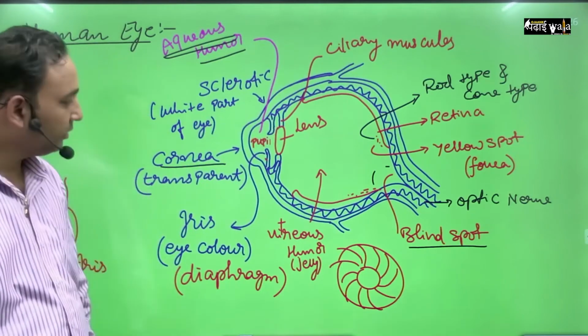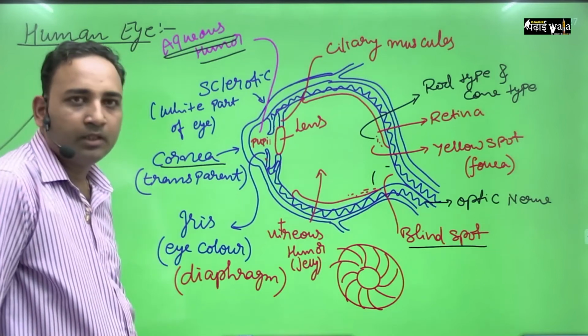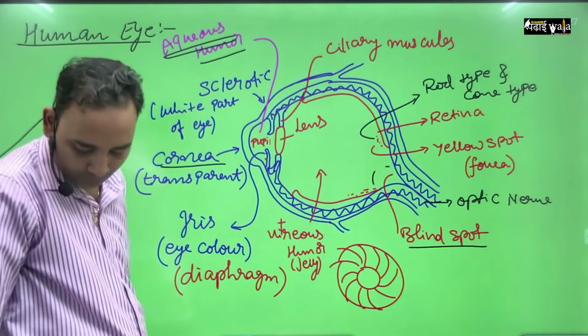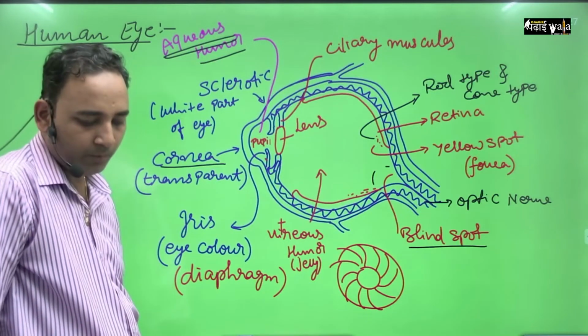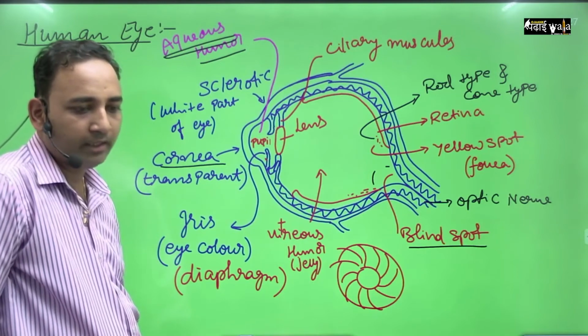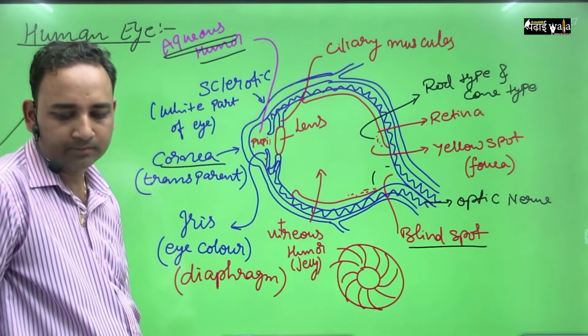Write down: it is a clear liquid region between the cornea and the lens.